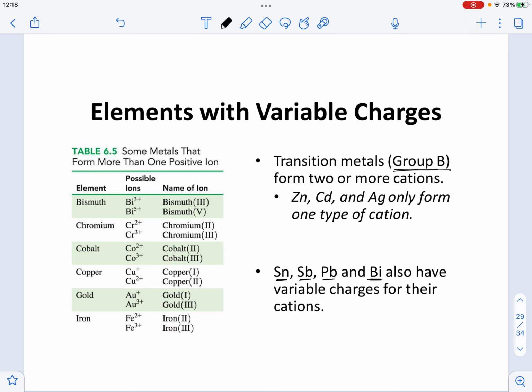Now, it is important to note that out of group B, there are 3 elements that can only form one type of cation, and that is zinc, cadmium, and silver. Zinc can only form the cation +2. Cadmium can only form the cation +2. Silver can only form the cation +1. So, how do you know that they form these? Well, because typically for elements that have variable charges, we put in parentheses a Roman numeral to designate the charge that they have at that moment.